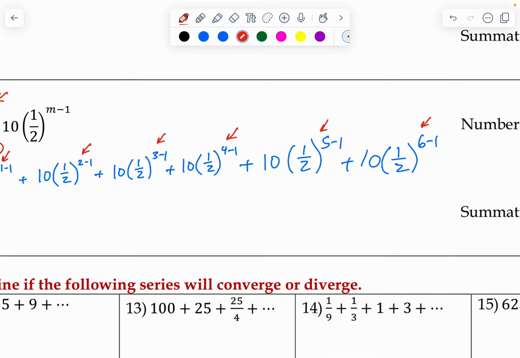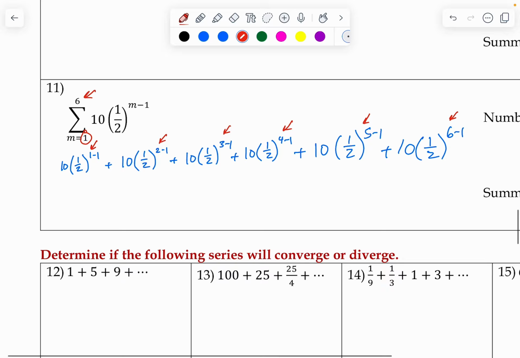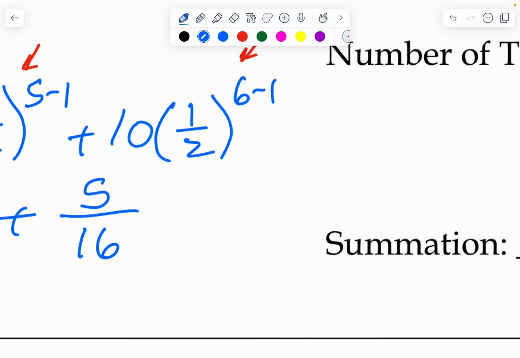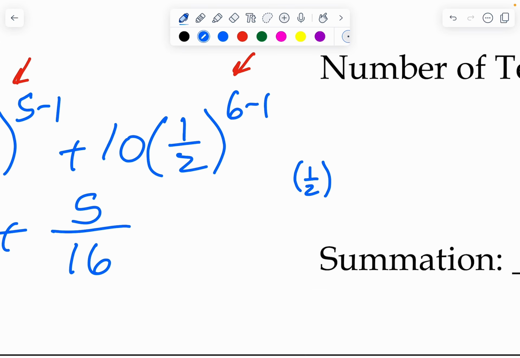And then the summation, okay, well, this will be a little annoying. This first one is 1/2 to the 0 power is 1, so 10 times 1. This is now half of 10, which is 5. This is half of that, which is 5 over 2. This is half of that, which is 5 over 4. This is half of that, which is 5 over 8. This is half of that, which is 5 over 16. We can check and see if we agree with that. 1/2 to the 5th power is 2, 4, 8, 16, 32. So this becomes 1 over 32 times 10, which then is 5 over 16.